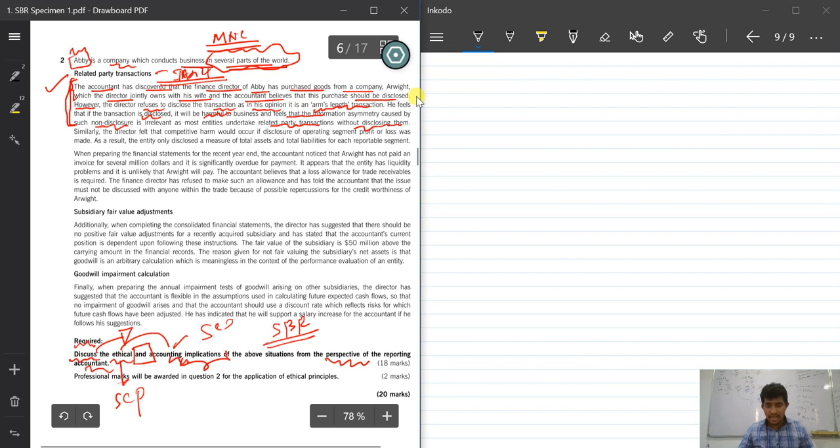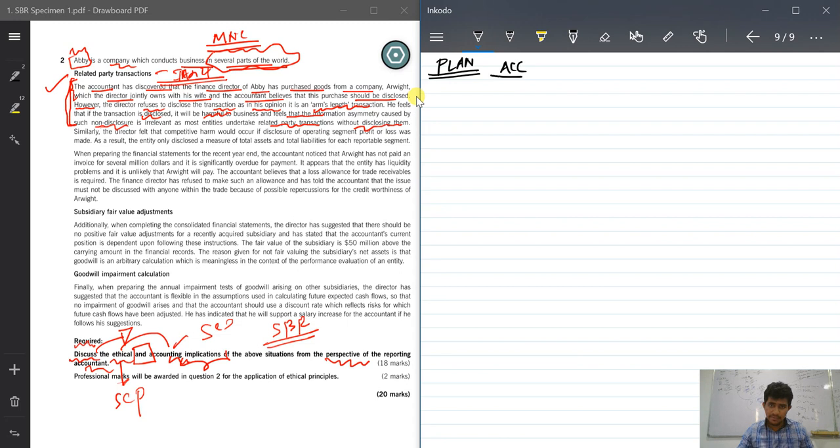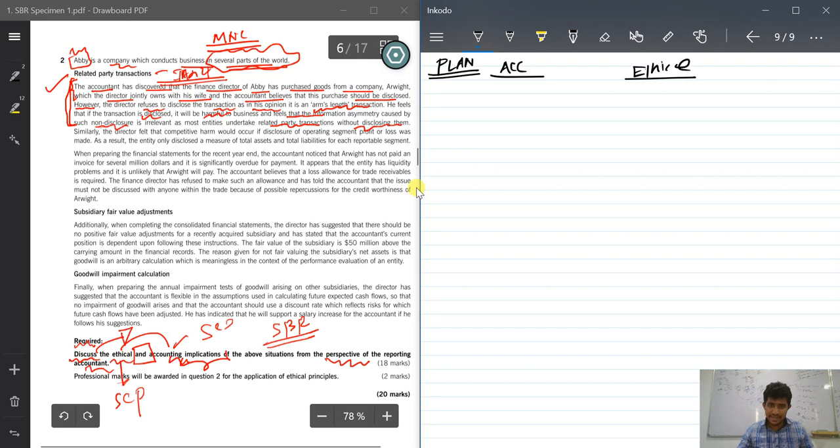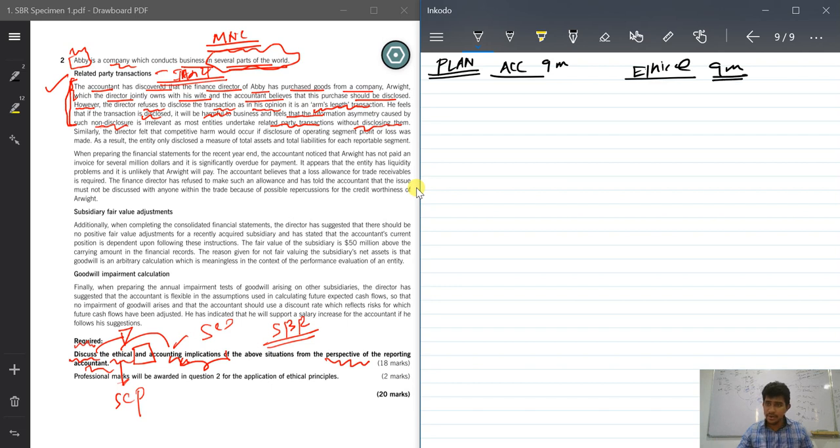So initially, if I was in your position, I will plan. The first thing I will be planning is I need to identify the accounting problem and the ethical problem. The total marks given is 18 marks, so I will think 9 marks for accounting, 9 marks for ethical. This is from the point of view of a student. In the marking scheme, it may vary. So the accounting problem here is IAS 24, the related party transaction, which should be disclosed. And the ethical issue, I can say, is lack of objectivity by the director. Please be careful, it's by the director.